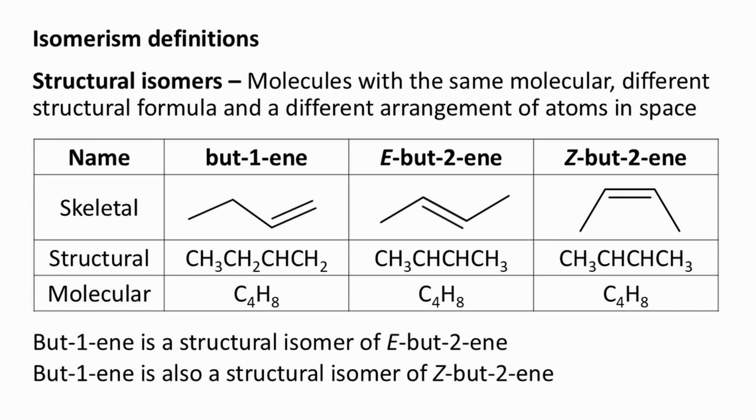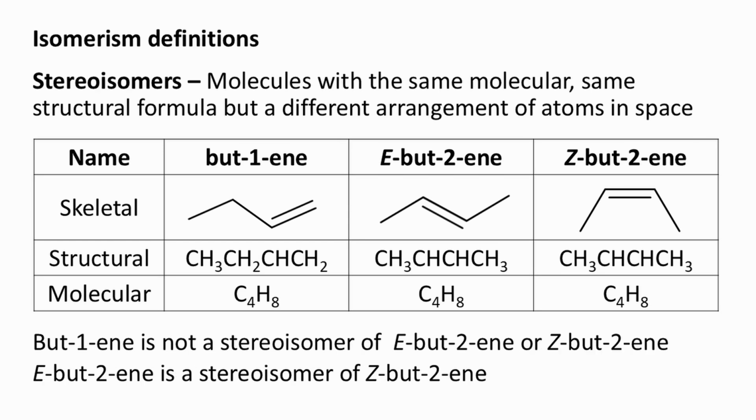Structural isomers are molecules with the same molecular formula, different structural formula and a different arrangement of atoms in space. But-1-ene is a structural isomer of both E-but-2-ene and Z-but-2-ene. We can be more specific and say that but-1-ene is a position isomer of but-2-ene because the carbon-carbon double bond is in a different position.